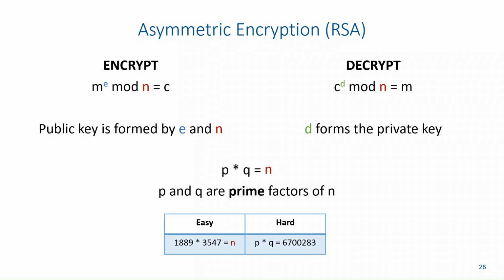On the other hand, if you are given a number, 6,700,283, and I ask you, what are the two prime numbers that make up this number? That would be much more difficult, even though the answer is 1889 and 3547. It's very difficult to break because people have to take complex numbers and get back to the original number. And it's not as easy as this number that we just showed you.